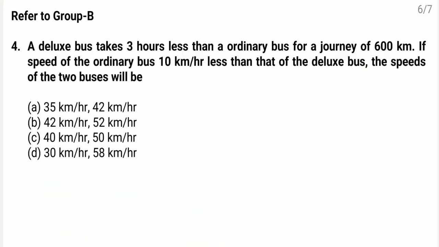Refer to group B. A deluxe bus takes 3 hours less than an ordinary bus for a journey of 600 km. Now they said deluxe bus and this is ordinary bus.